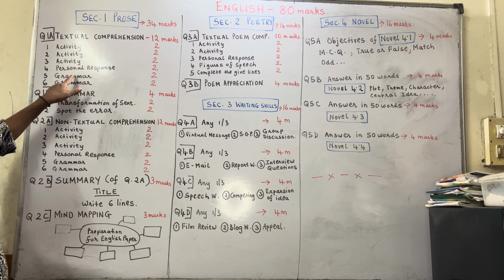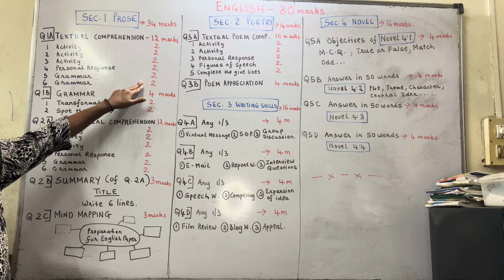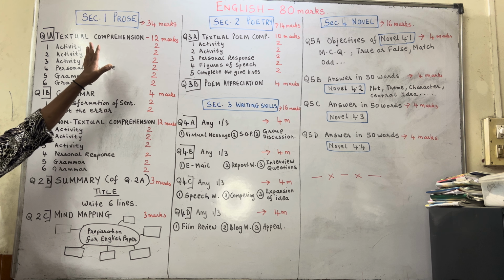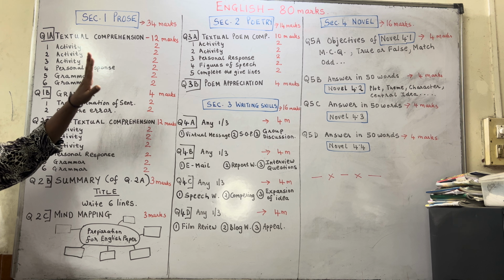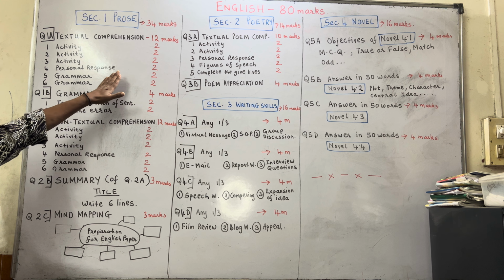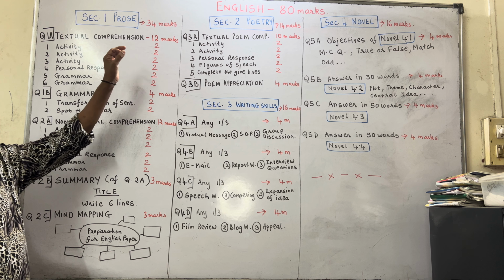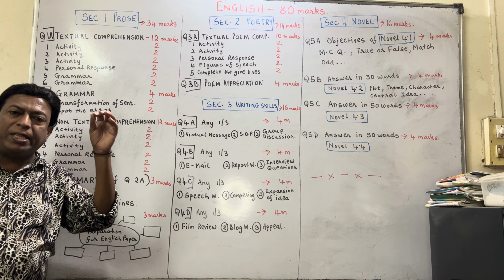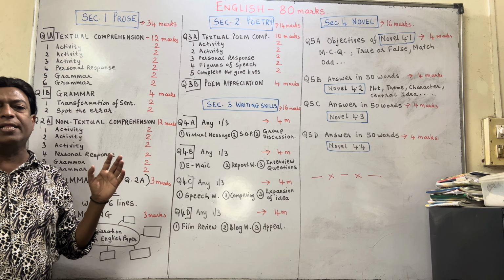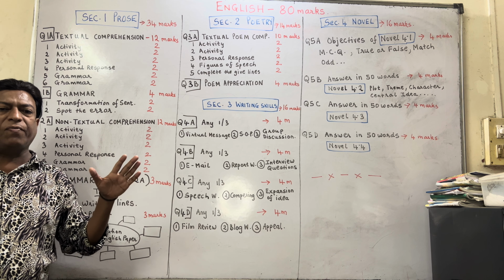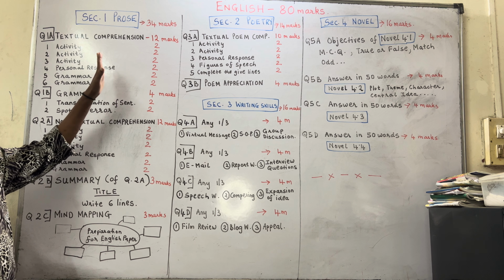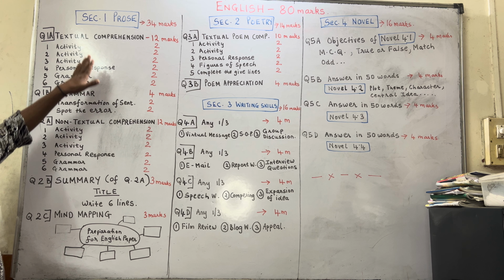Then comes grammar. Now grammar is 4 marks here. That is transformation of sentences. I will make a separate video for grammar later after this. Now in grammar, you will also get the options, you have to choose the answers for the grammar options most of the time. But if they don't, you can do the grammar when I shoot the video.